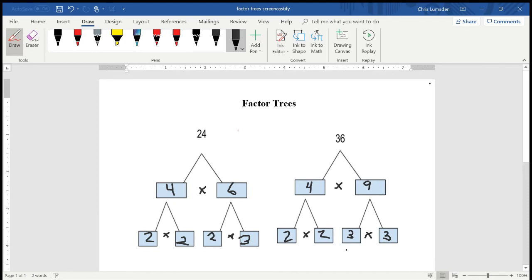Now, at this point, we've got all our factor trees done for 24 and 36. And let's find out which common factors occur in both lists. Is there a 2 in both lists? And the answer is yes. So I'm going to put a line through it like this. And I'm going to write up here 2 times. Is there another? I'm going to cross out the other 2 as well first.